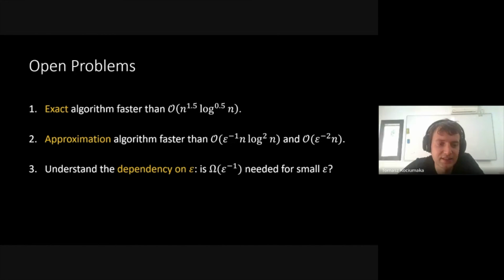Secondly, our algorithm using matrix multiplication shows that the dependency on epsilon is quite strange. So if epsilon is large enough, we can get rid of the dependency whatsoever. But if epsilon is small, then we have this inverse linear dependency, and it's not clear if this is necessary. So this is something which should be studied further.